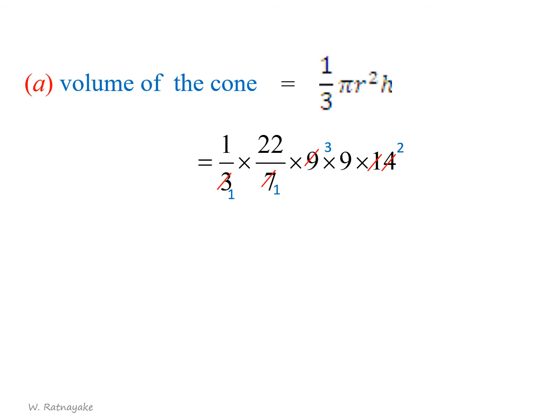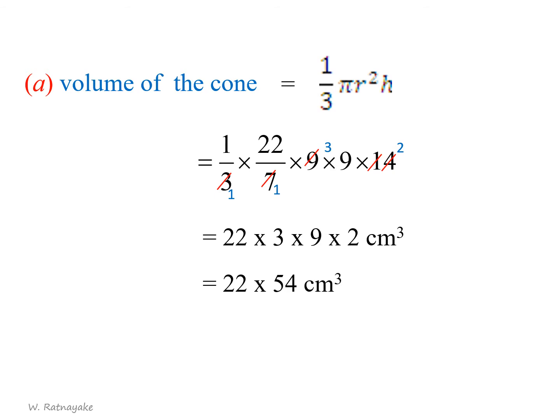So those are the numbers. Now we can multiply this 3, 3 and 2: 3 times 3 is 9, 9 times 2 is 18. Now to find the value we have to multiply 22 by 54. You can use the long multiplication method or some other method to find the value. You get the value as 1188 cubic centimeters.